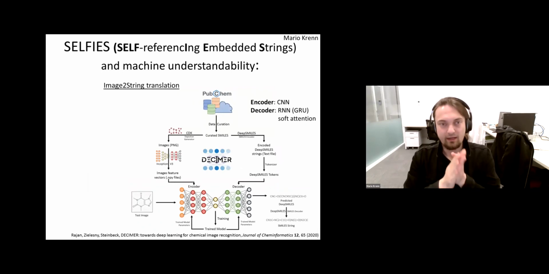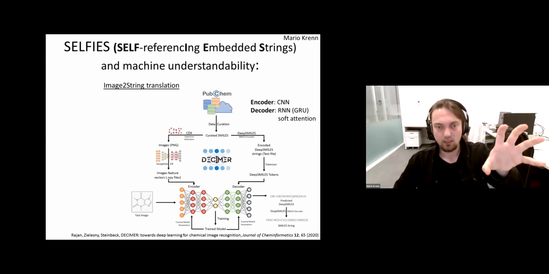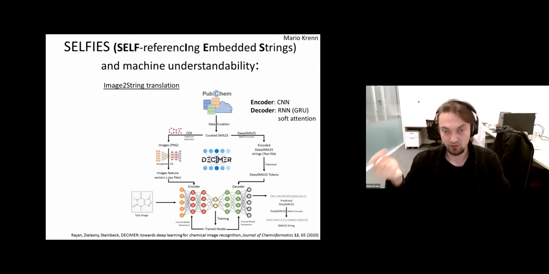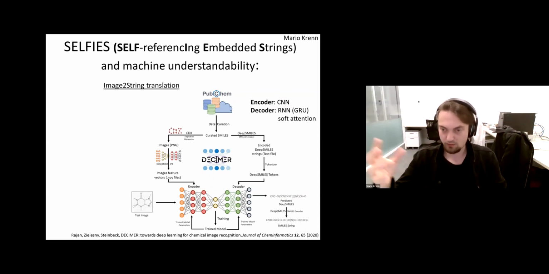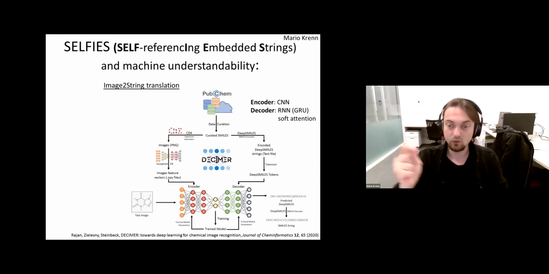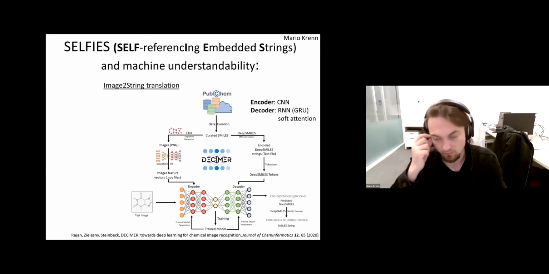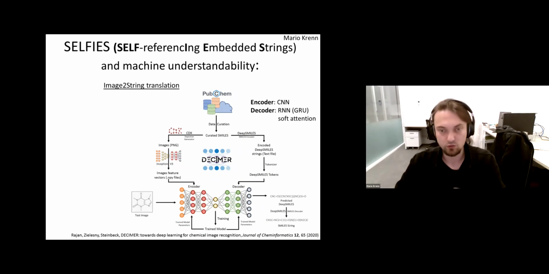Here the authors have solved the image to string translation task. So the question is, given the image of a molecular graph, how does the string-based representation look like? So you have a molecular image. How do you go to the string? And they used CNNs for the encoder and RNN for the decoder, and they actually use a lot of techniques from image augmentation and natural language processing.